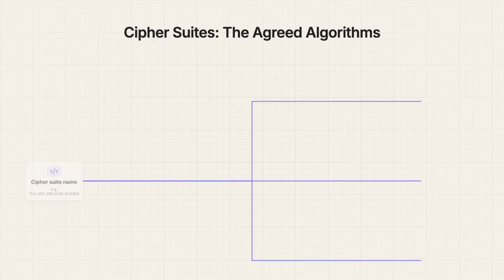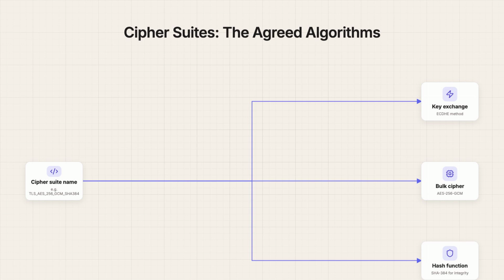A cipher suite name is a compact specification of every algorithm the two sides agree to use together. It expands into three roles. The key exchange algorithm, always ECDHE in TLS 1.3, handles the shared secret negotiation. The bulk cipher, typically AES in GCM mode, handles encrypting the actual data. The hash function underpins integrity checks and key derivation. TLS 1.3 dropped all the older weak suites and permits only 5 modern combinations.